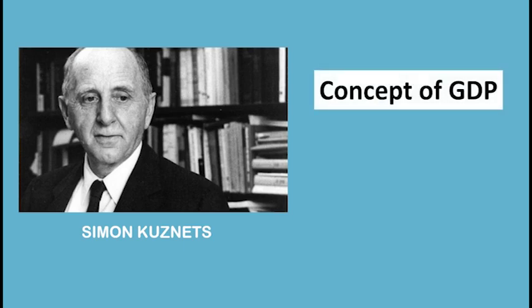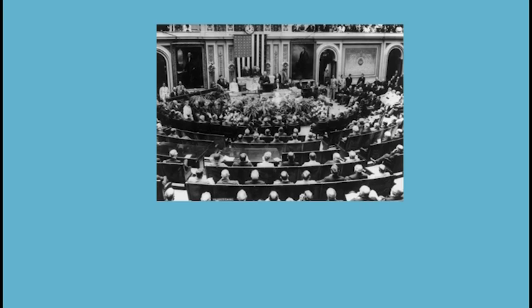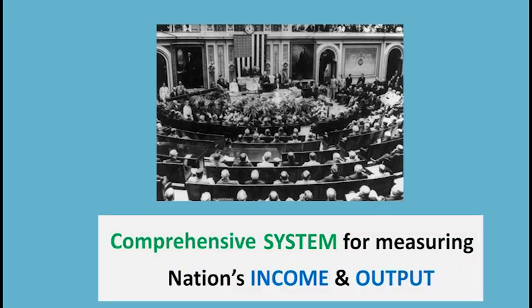In the 1930s, economist Simon Kuznets made significant contributions to the development of GDP as a concept. He pioneered the idea of national income accounting and presented a report to the US Congress in the year 1934, outlining a comprehensive system for measuring a nation's income and output. Kuznets' work laid the groundwork for GDP as an essential economic indicator.